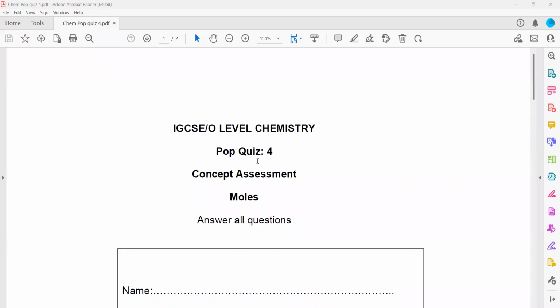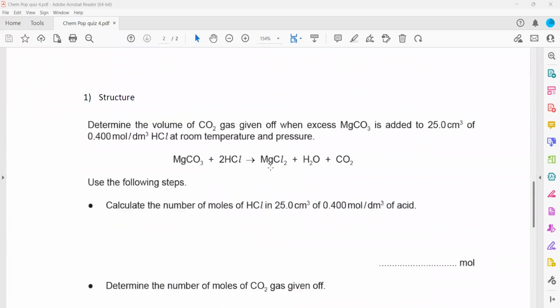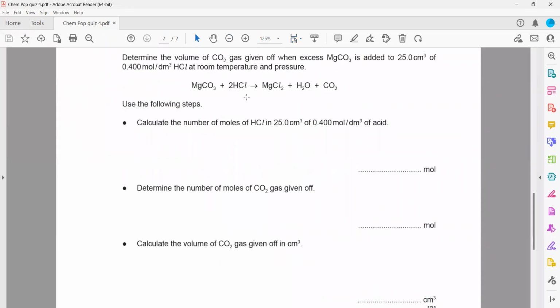So this one is pop quiz 4, which is related to the moles concept. The first question: determine the volume of carbon dioxide gas given off when excess magnesium carbonate, meaning we have more than enough magnesium carbonate for this reaction to occur, is added to 25 cm cube of 0.4 mole per dm cube hydrochloric acid. Use the following steps. The equation is given.